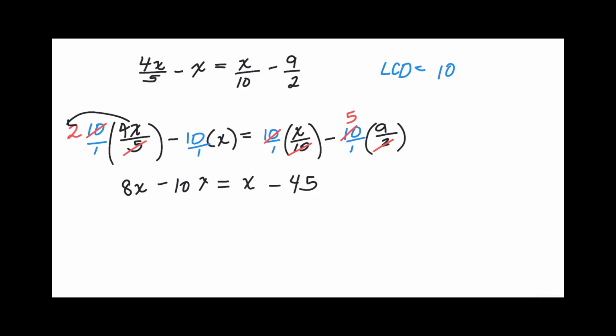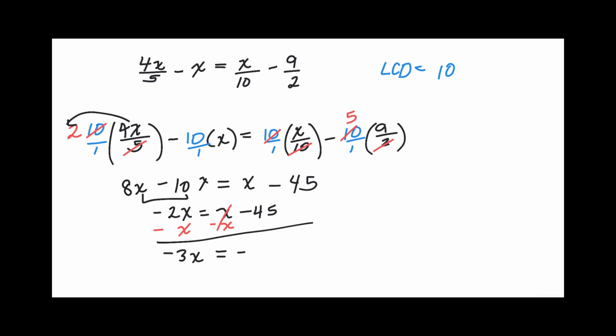All right, so now I just start collecting like terms. So 8x minus 10x is negative 2x, equals x minus 45. And then I'm going to subtract this x to move it to the other side. So that, of course, cancels. That becomes negative 3x equals negative 45. Don't lose that negative sign.